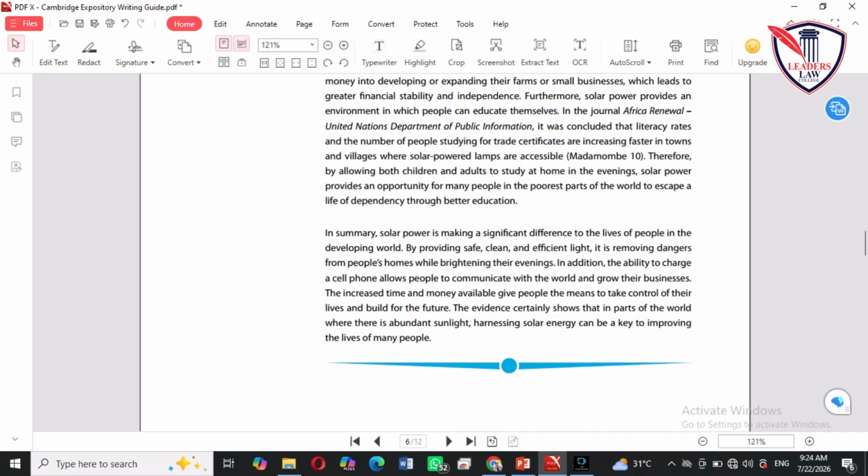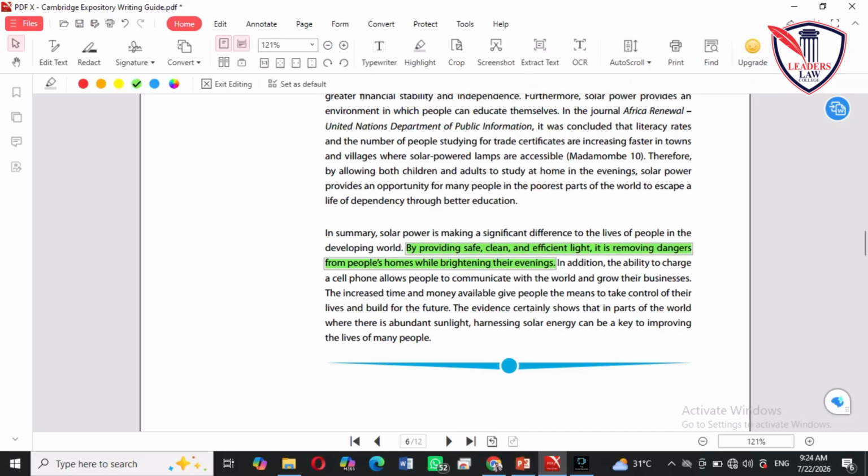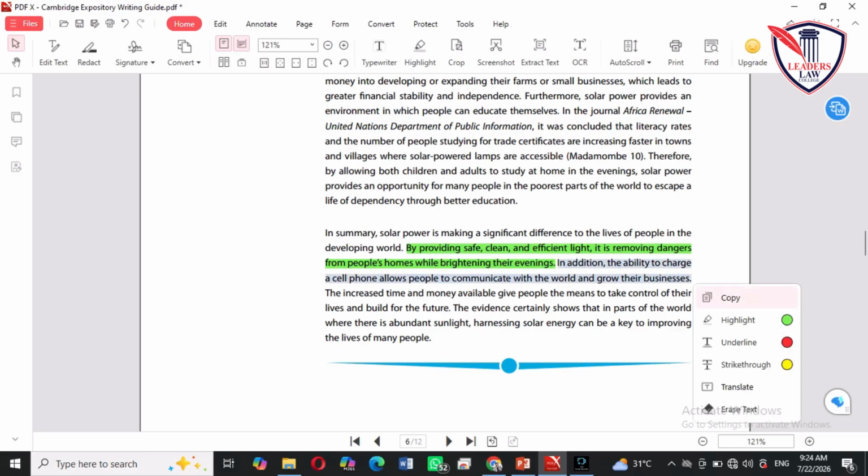In summary, solar power is making a significant difference to the lives of people in the developing world. Okay, by providing safe, clean, and efficient light, it is removing dangers from people's homes while brightening their evenings. So this is the first point from the thesis statement, also the opening line from the first body paragraph. So the second line is, in addition, the ability to charge a cell phone allows people to communicate with the world and grow their business. So again, the second point from the thesis statement and the opening line from the second body paragraph. Okay, so let me highlight this as well.